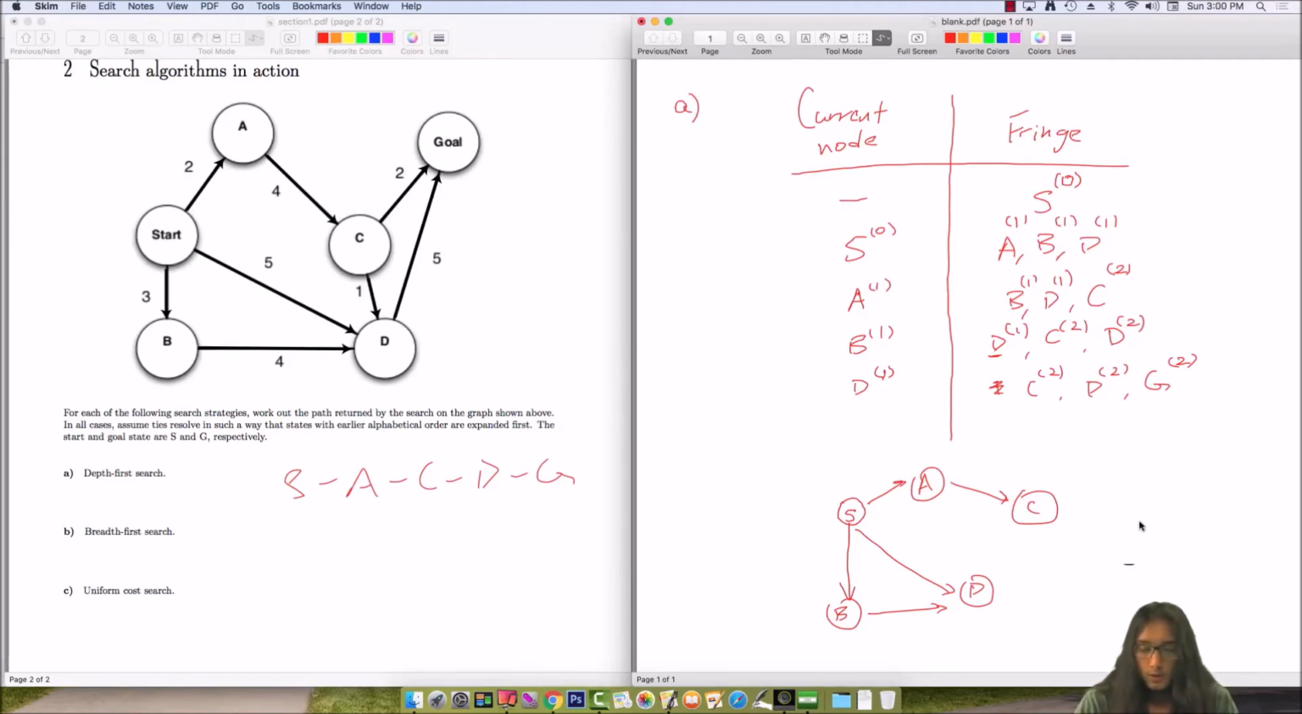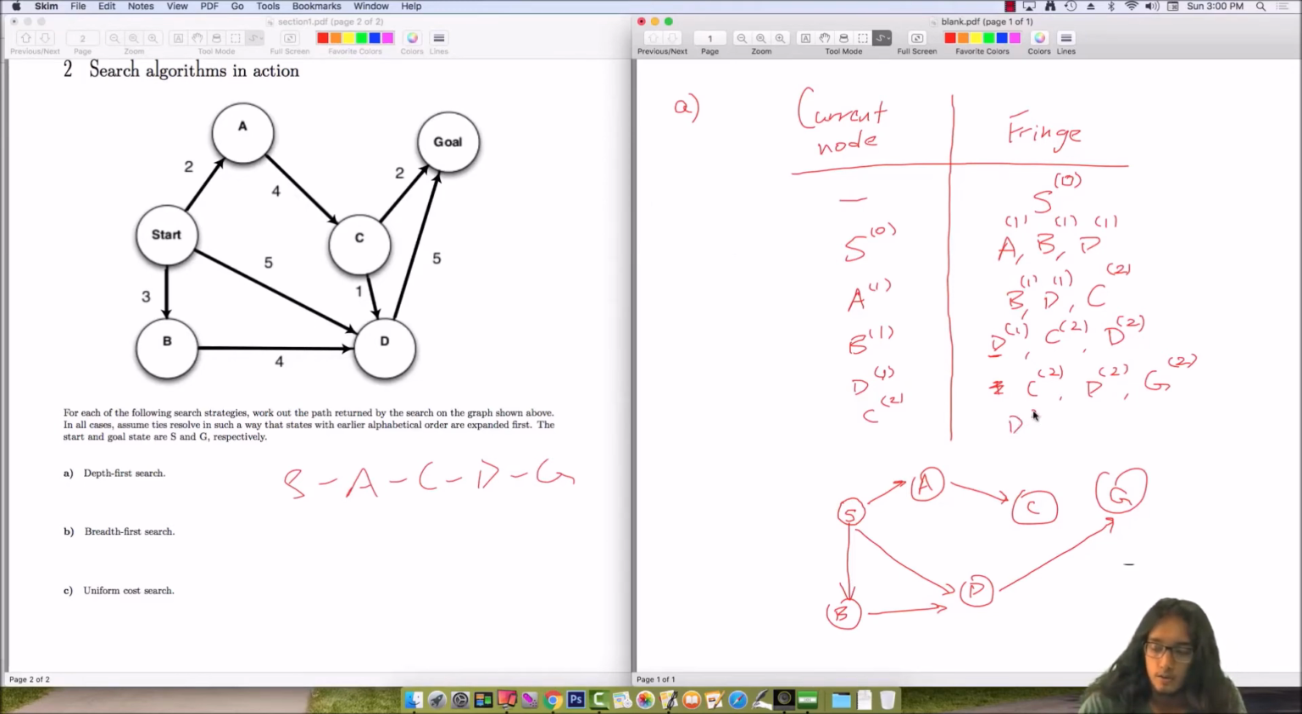Okay. So let's also draw the goal over here. So goal state, we have an edge from D. Okay. So now what does BFS visit next? It looks at these. They all have the same depth of 2. So it chooses the alphabetically first one, which is C.